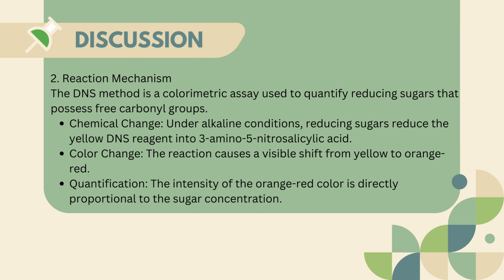Number 2, reaction mechanism. The DNS method is a colorimetric assay used to quantify reducing sugars that possess free carbonyl groups. Chemical change: under alkaline conditions, reducing sugars reduce the yellow DNS reagent into 3-amino-5-nitrosalicylic acid. Color change: the reaction causes a visible shift from yellow to orange-red. Quantification: the intensity of the orange-red color is directly proportional to the sugar concentration.